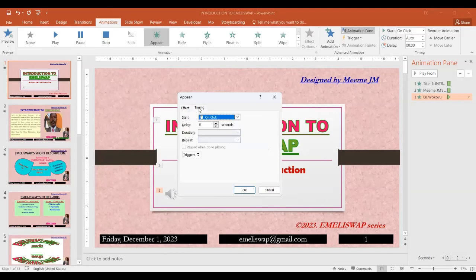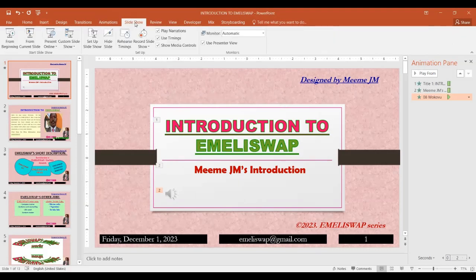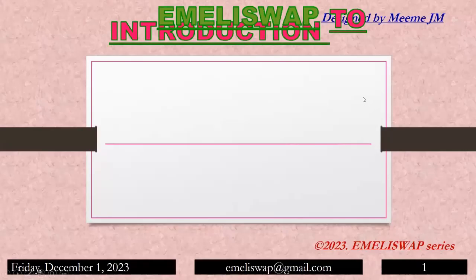I can click on timing tab and decide whether to play automatically or on click. So let me set, for example, with the previous. That means that after the last animation is effected, then my song can be played automatically. Delay 0. Do I want to repeat? No. Then I can click OK. Let me run this presentation and then we see what will happen. If it will stop again as has happened, let me click on slideshow and then I can click from the current slide.